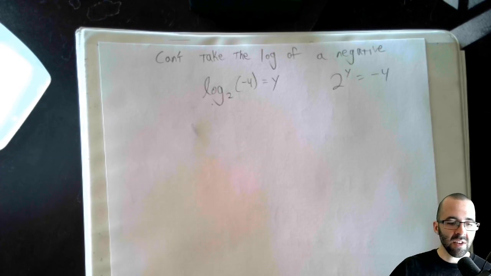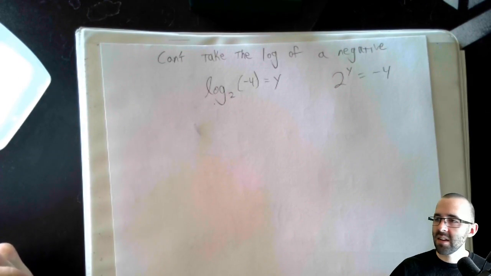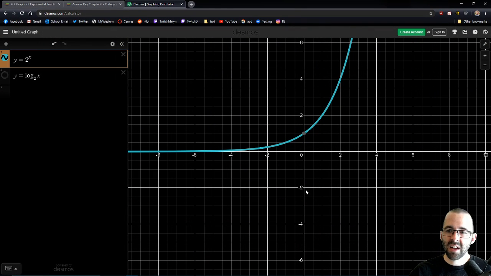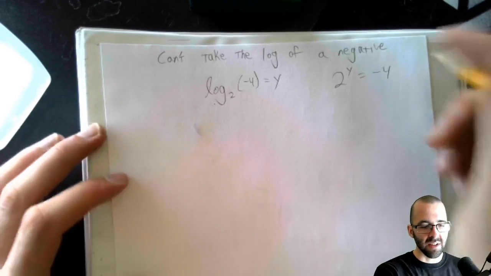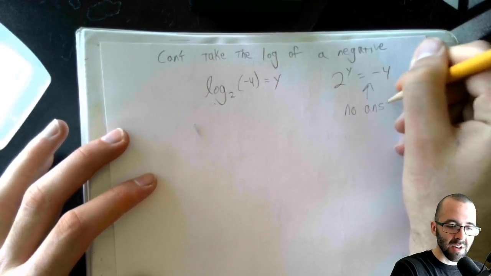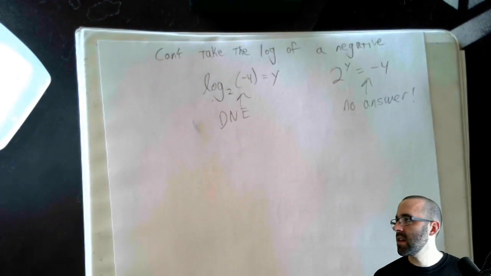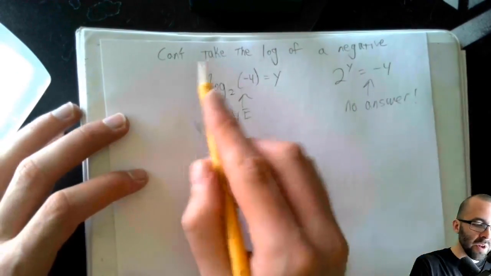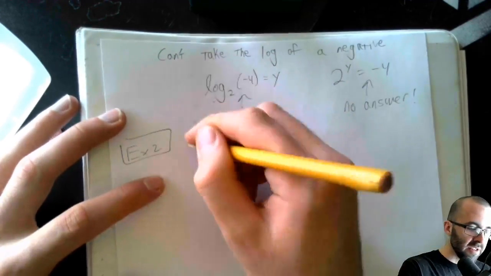And again, another way to see that there is no power we can raise 2 to get a negative number is we can look at exponential functions. 2 raised to what power is going to give us a -2? Well, we never go down here. So there's no answer. So that means this does not exist. All right. So with this in mind, we cannot take the logarithm of a negative number. Let's find the domain and range.